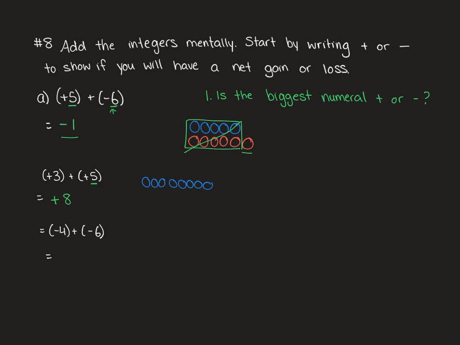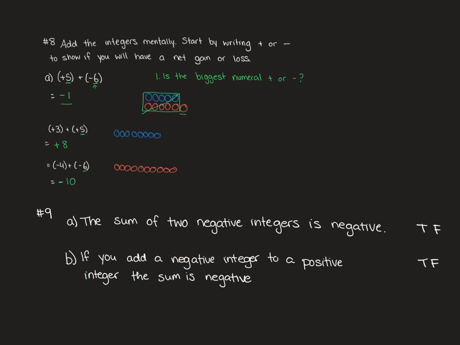Now if I were to add 2 negatives, I'd still use my same initial question. What's my bigger numeral, 4 or 6? 6 is. So it starts with a negative. And if I have -4 and -6, I've lost even more. So I'm going to get a larger negative, if that makes sense. So if I lose 4, I lose 6 more. Altogether, I have lost 10. And I can confirm this by going, here's my 4 negatives, and then I add 6 more negatives. That gives me 10 negatives.